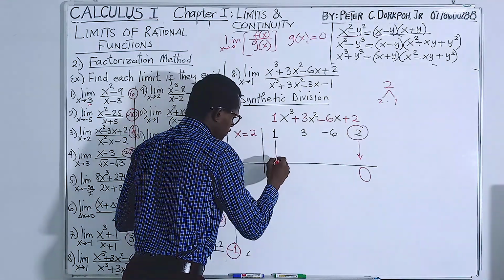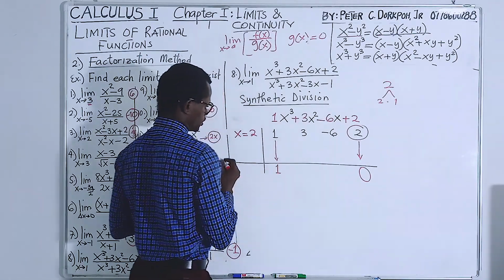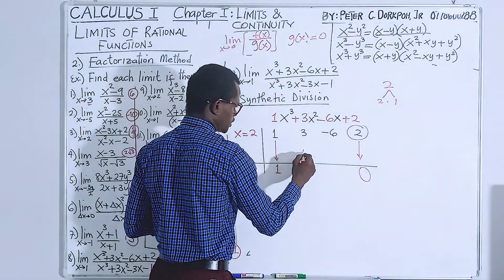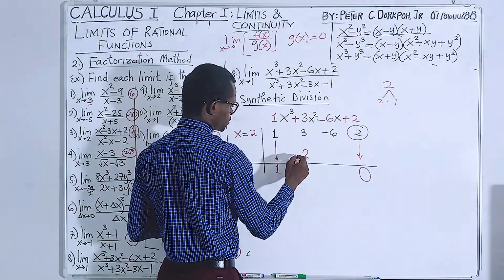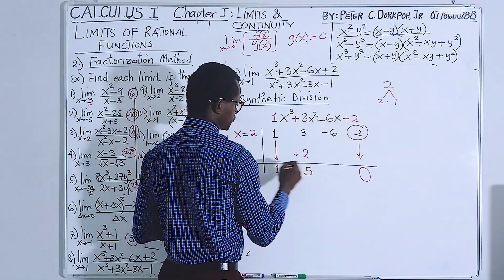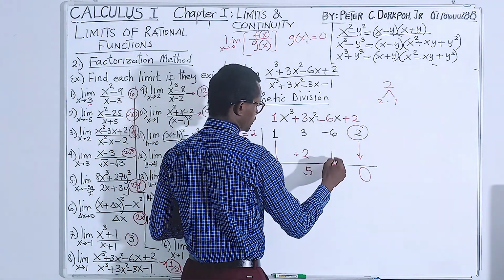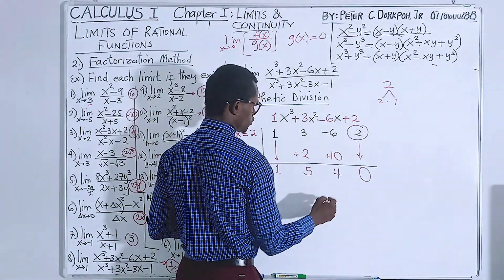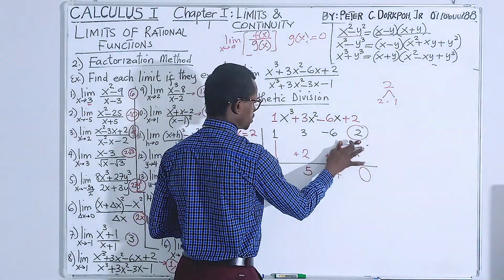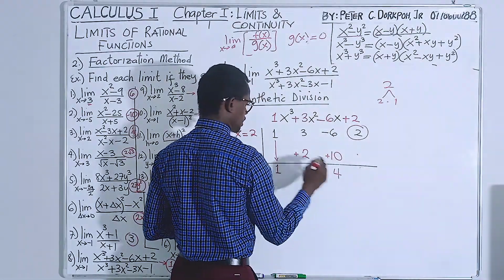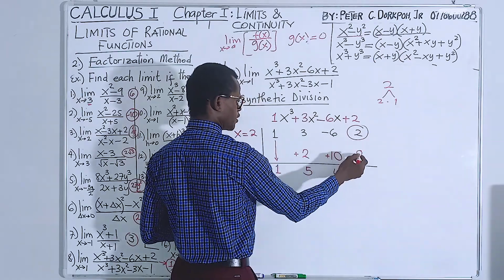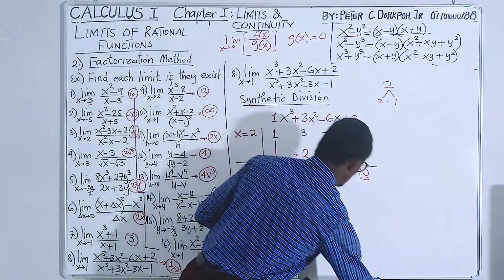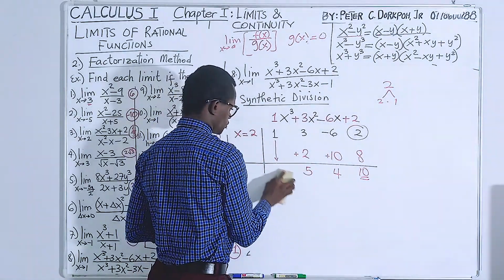We start by bringing this first coefficient down, 1. Then we multiply, it's like multiplying, adding. 2 times 1 is 2, right? 3 plus 2 is 5. 2 times 5 is 10. Negative 6 plus 10 is positive 4. 2 times 4 is 8. 2 plus 8 is 10. We cannot get 0 in. So we say we cannot use positive 2.